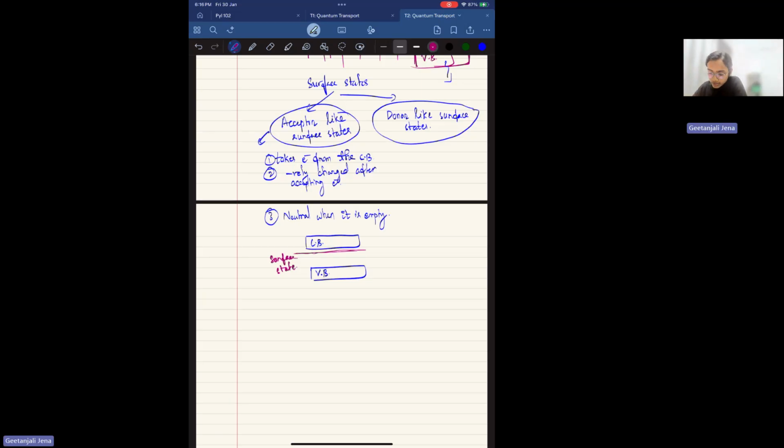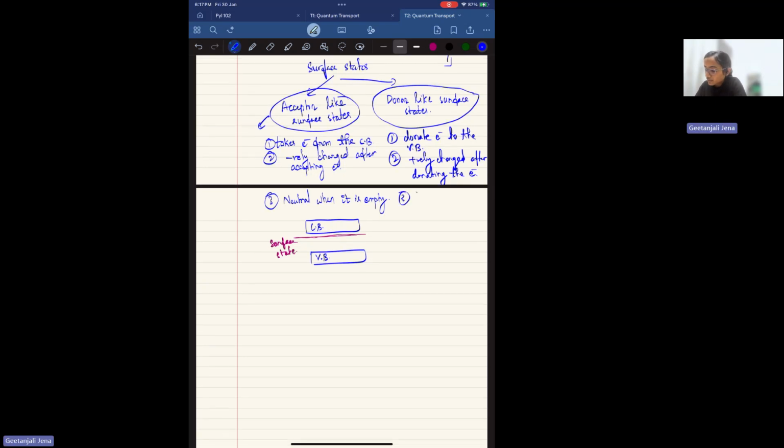So this is the acceptor-like surface state. Now for the donor-like surface state, it is quite obvious from the definition. It will donate the charge carrier. So it will donate an electron to the valence band, and this will become positively charged after donating the electron. The third point is that it will be neutral when they are filled.